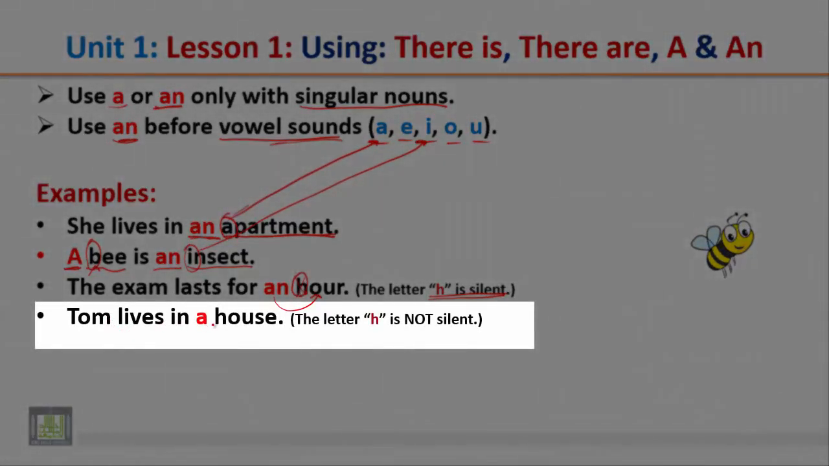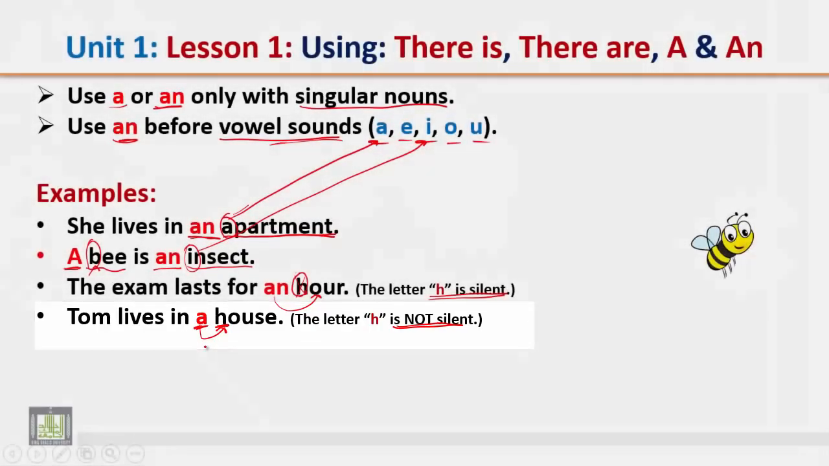Tom lives in a house. Here, the letter H is pronounced. It is not silent. It is pronounced. Ha, house. So we use a before the word house because the H is a consonant. It is not a vowel sound. We say a house.